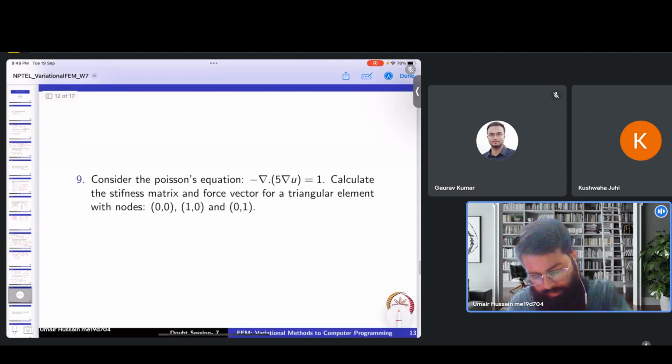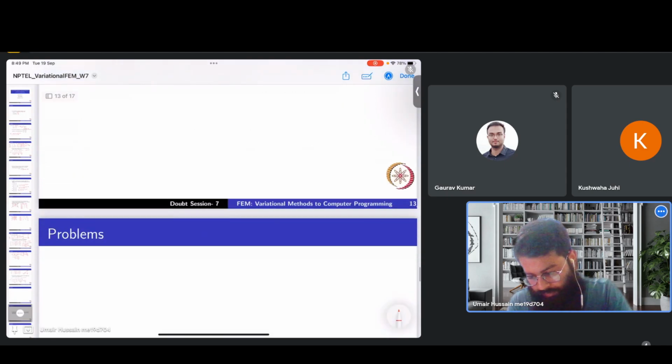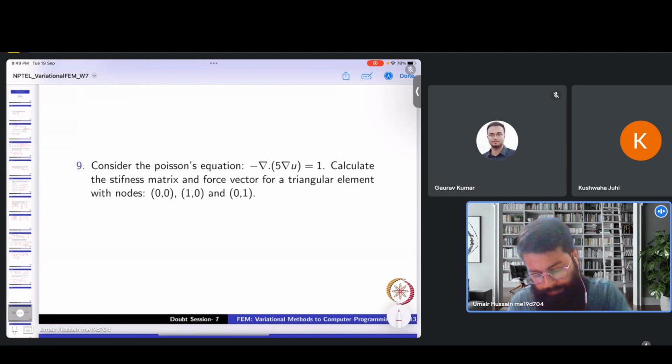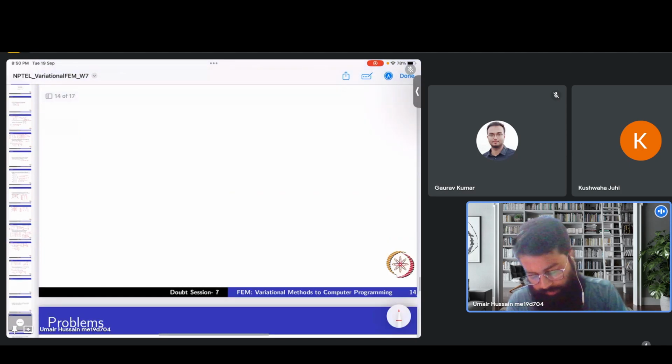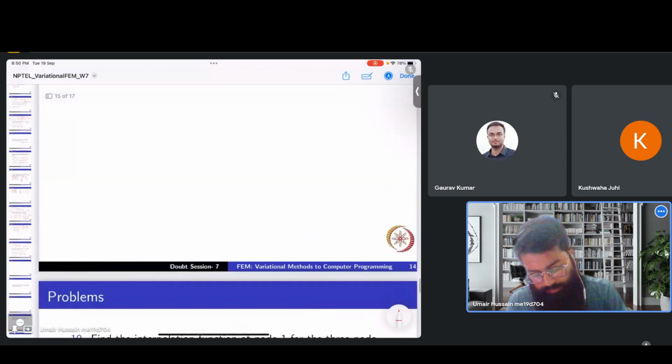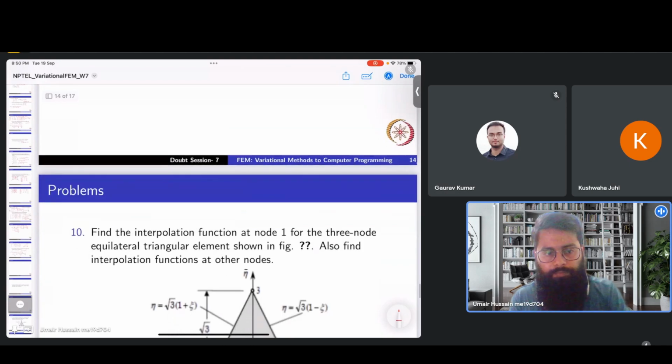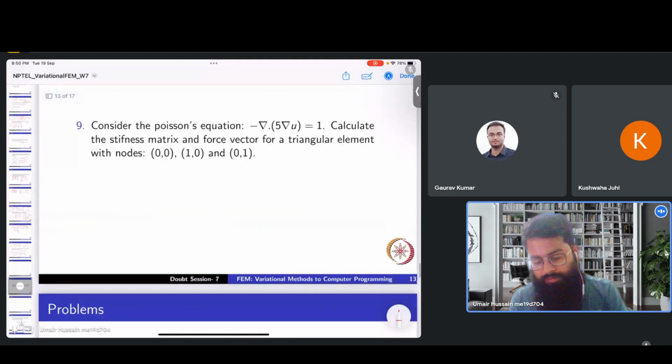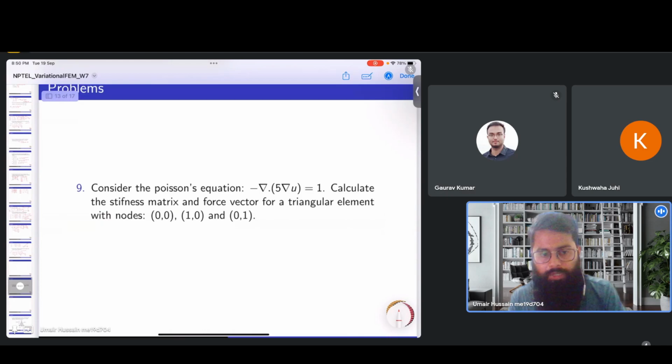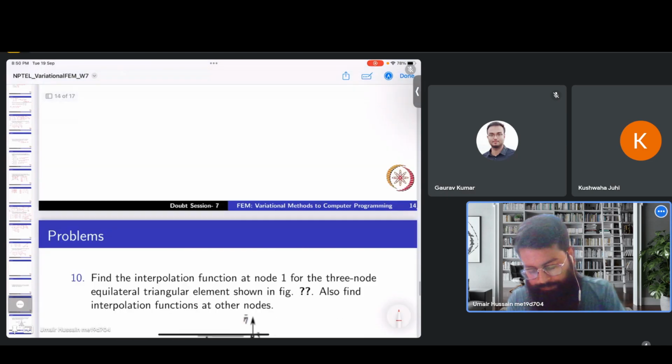I hope there's no doubt here. This would take some time. But we know the approximation function, right? Let's see if we can do the problem. This is a rather interesting problem. I think instead of doing this, since we have limited time, we'll do this first.